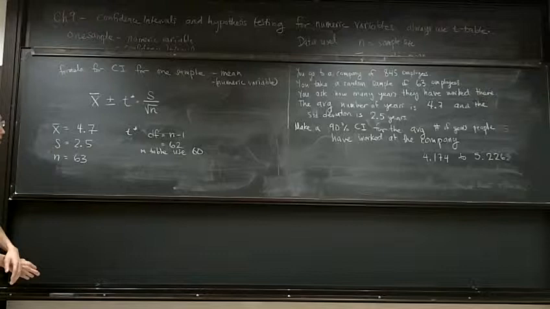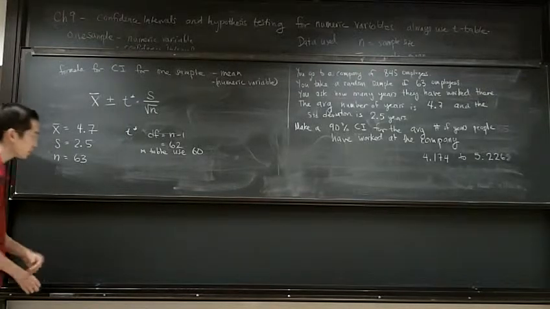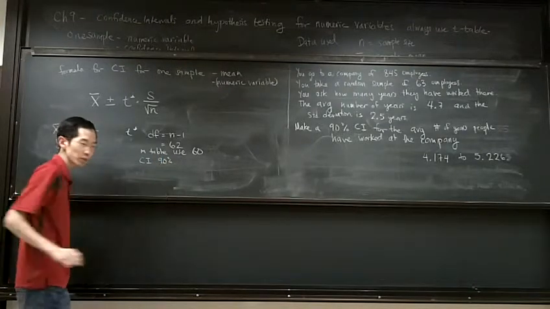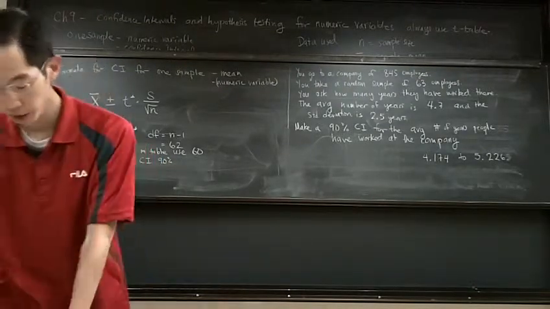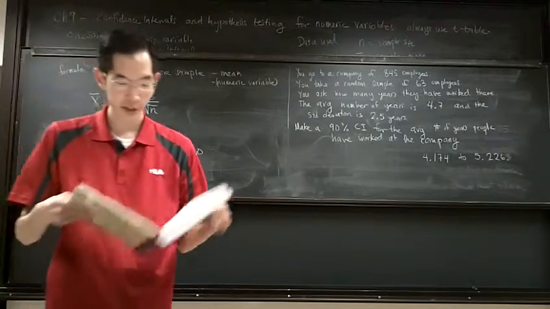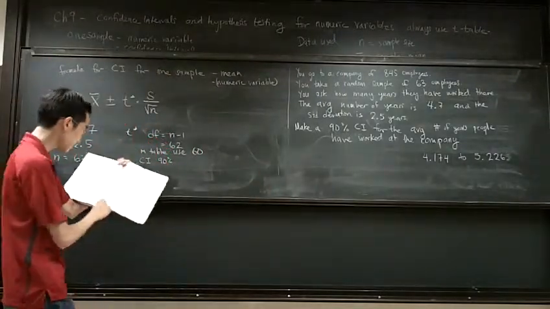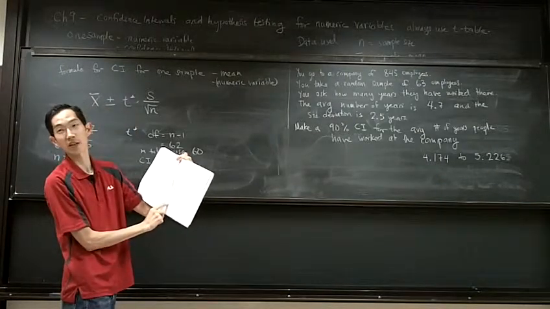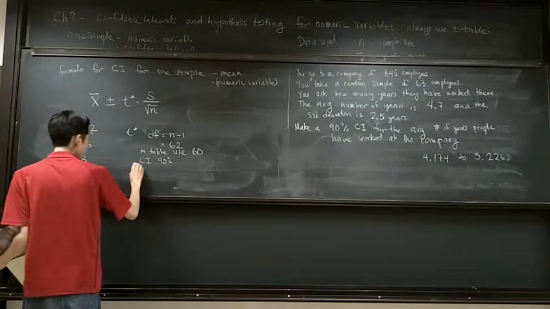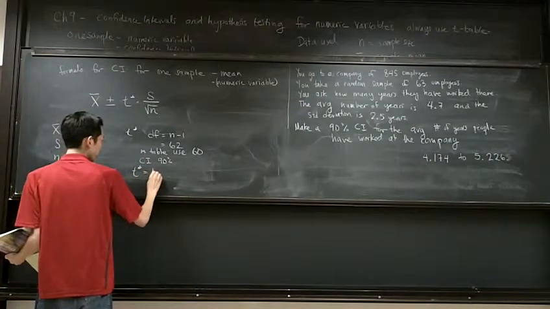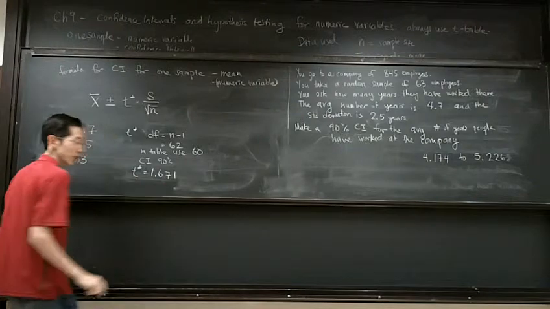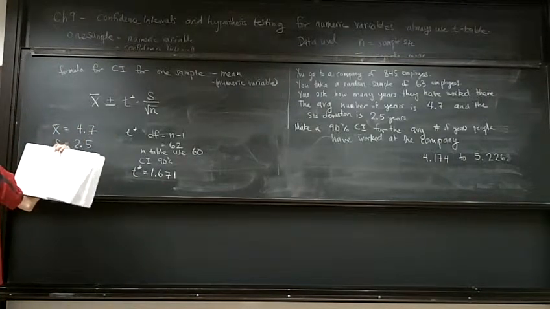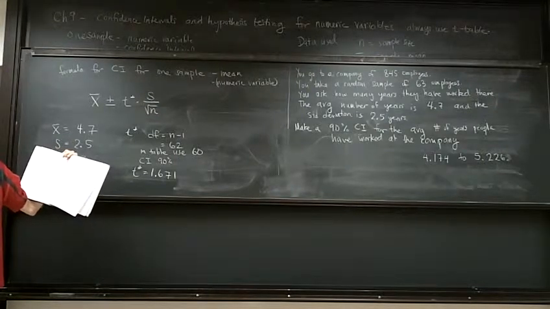And what is our confidence level? 90%. So when we go to our table, we look at that column 90%, and we go to the row 60 degrees of freedom. And what is the T number that I have there? 1.671. Yeah, T star is equal to 1.671. And I just want to make sure that from the table we see T star should be 1.671.